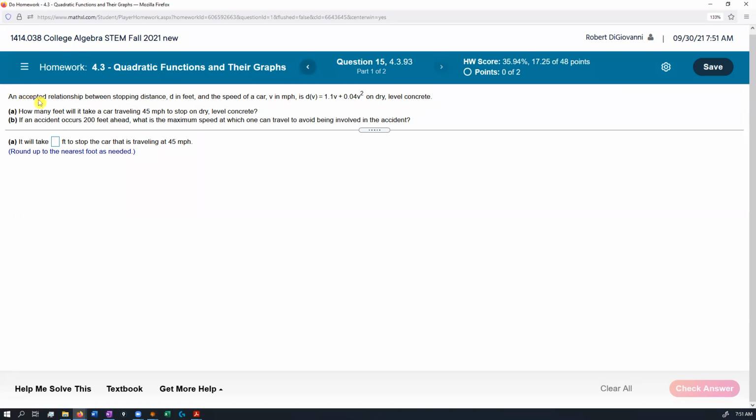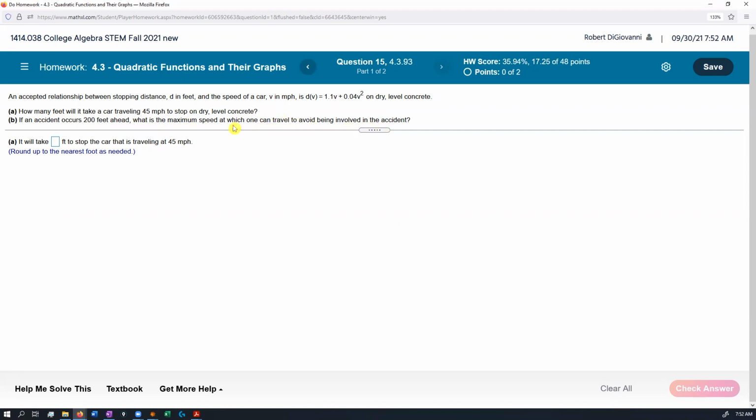Okay, so they give you basically a function here. It's a quadratic function, 1.1v plus 0.04v squared. They're talking about the stopping distance of a vehicle on dry level concrete. The first part says, how many feet will it take a car to stop traveling 45 miles per hour? So all we're going to do is plug in 45 into this and then get an answer. If an accident occurs 200 feet ahead of the vehicle, then what is the maximum speed that you can be traveling and not be involved in the accident?